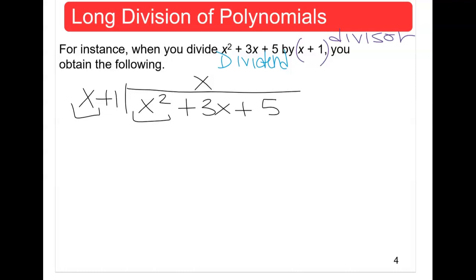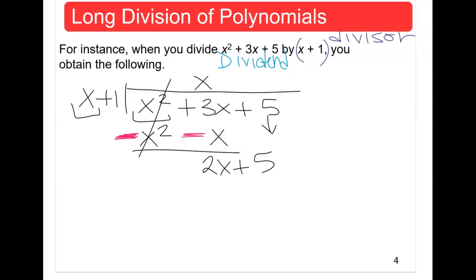Then we multiply x times x, x squared, x times 1, positive x. Now we need to subtract, so that means we change the signs. So this positive sign turns into negative. Now we combine like terms. This goes to 0. 3x minus x, 2x. We drop the next term, plus 5. Then we divide. 2x divided by x is equal to positive 2. So now we multiply 2x times x, positive 2x. Positive 2 times positive 1, positive 2.